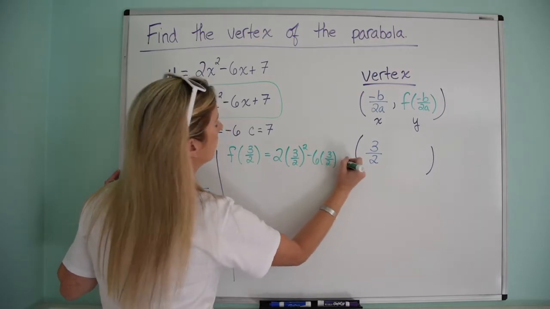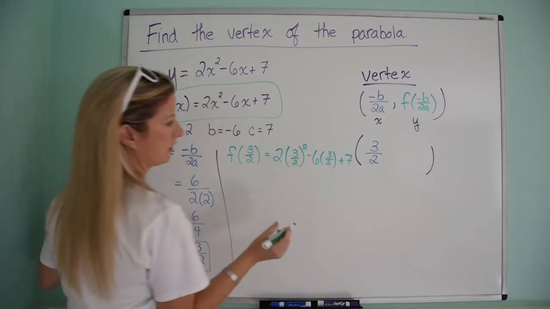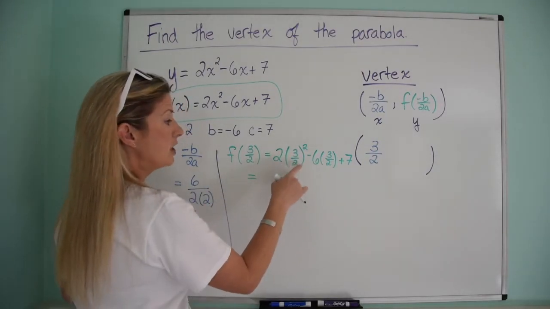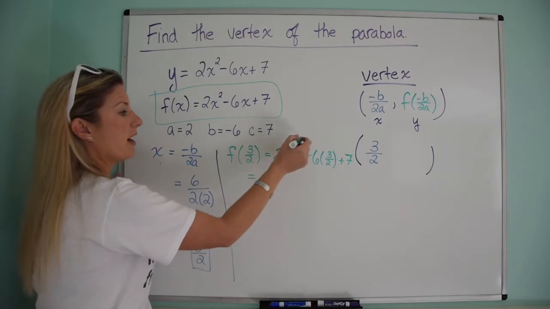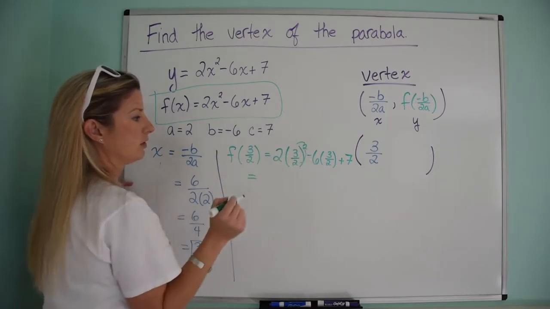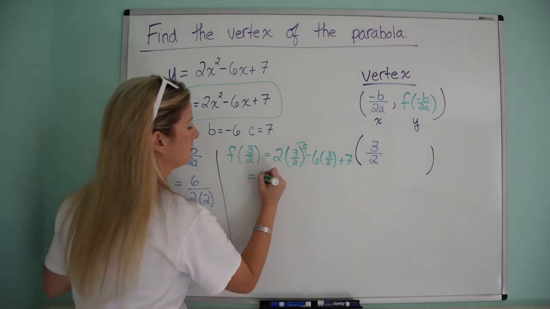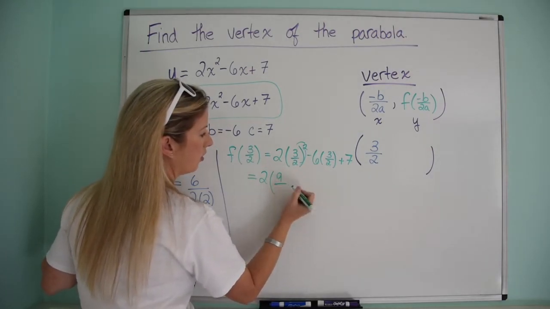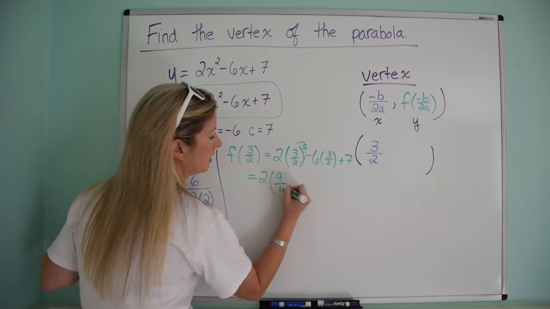Oh no, I'm running out of room. Plus 7. Whoops. Okay, I think you can all see that. All right, so I'll move over slightly. Okay, so now 3 over 2 squared. Remember, we have to distribute that squared to both the numerator and the denominator. So it's going to be 2 times 3 squared, which is 9, over 2 squared, which is 4.